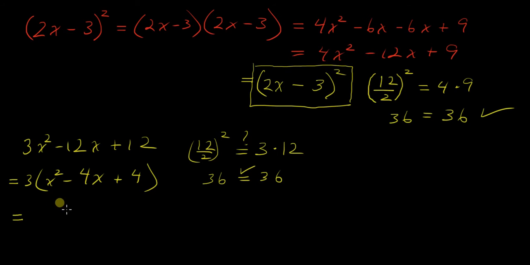All we have to do now is put that 3 there, then put our parenthesis and a square, and take the square root of the first term, the square root of the last term, and that sign, and we're done. That's it. We have factored this. If you FOIL and distribute the 3 back in, you're going to get this back.